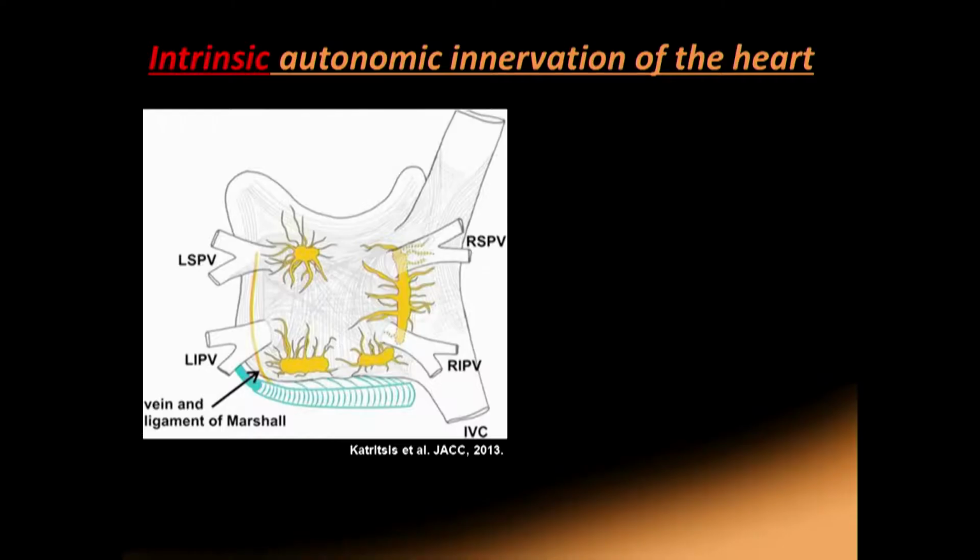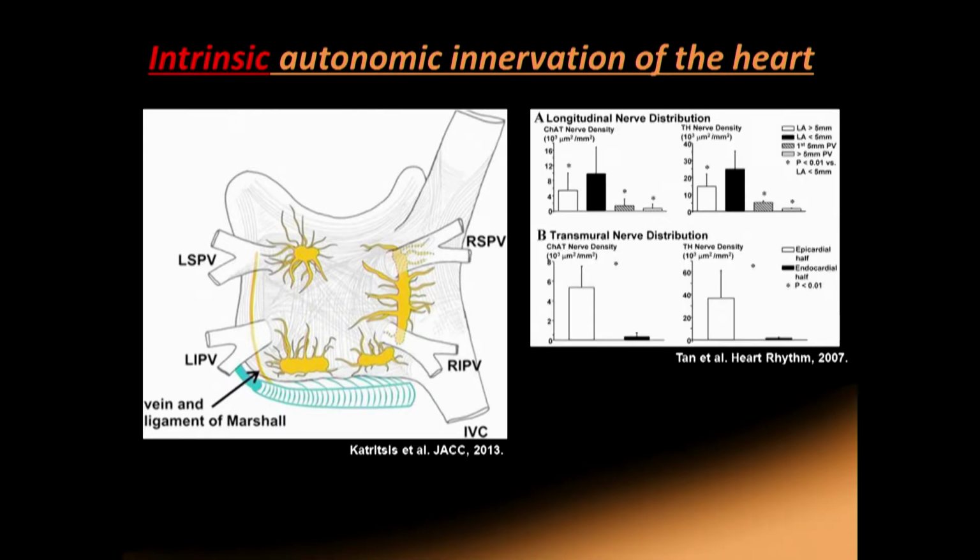Within the heart, there are also quite a lot of neural structures, for example, the ganglionated plexi. Ganglionated plexi are mainly located at the posterior wall of the left atrium, in between the pulmonary veins. They are located in fat pads, and when we look carefully at where they are, you can see in the longitudinal nerve distribution that they are mainly located in the epicardial layer, and just a few of them are located in the endocardial layer.